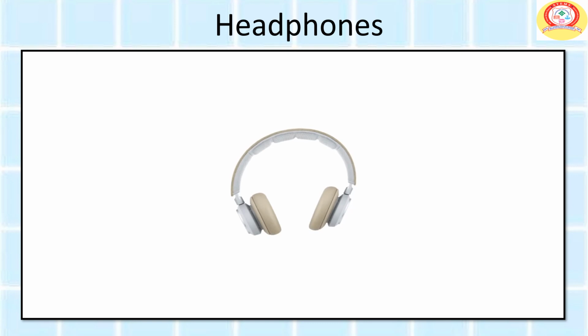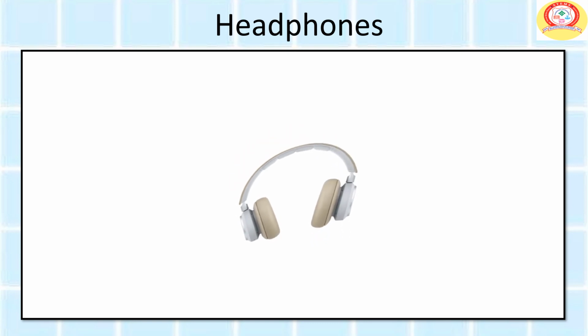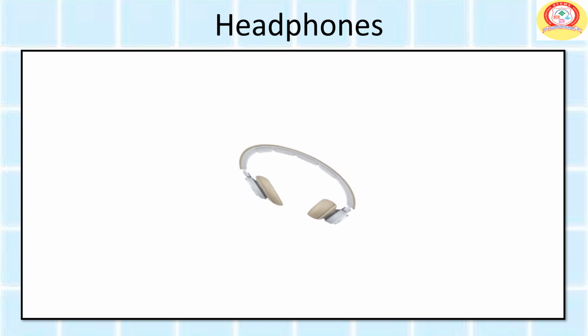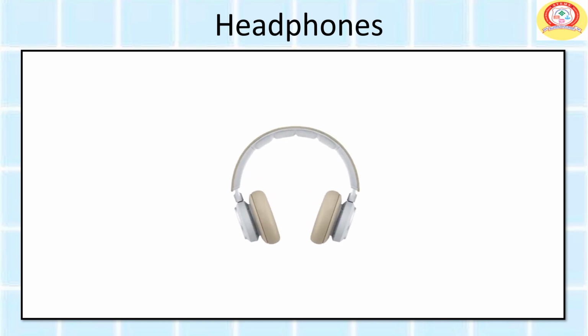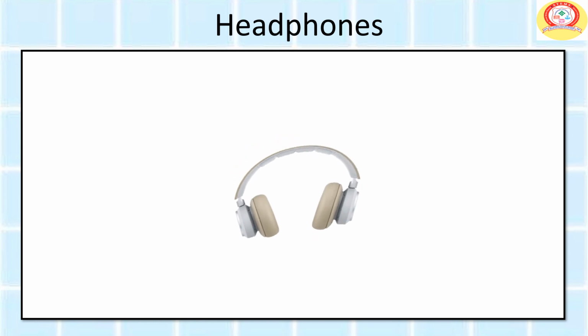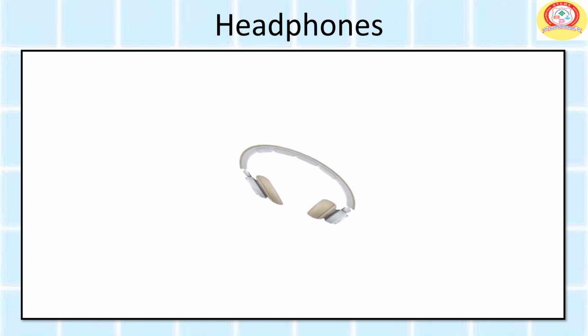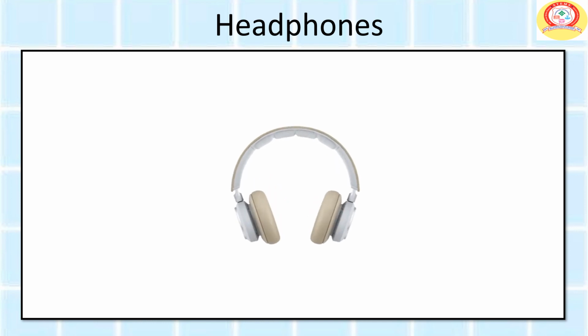Children, these are headphones. Headphones are also called earphones. They are used to listen to sounds or music from the computer without other people hearing it. Headphones with a microphone attached to them are called a handset. Now children, let's move to projector.